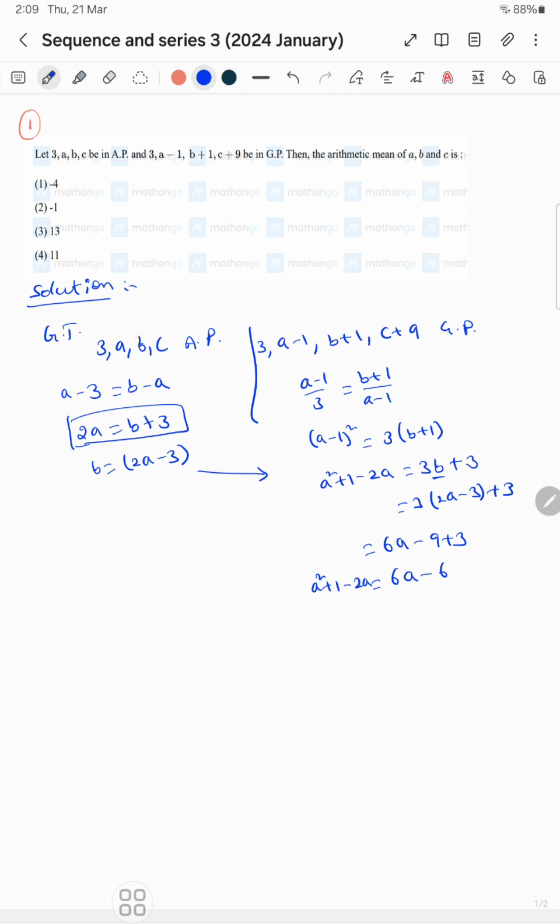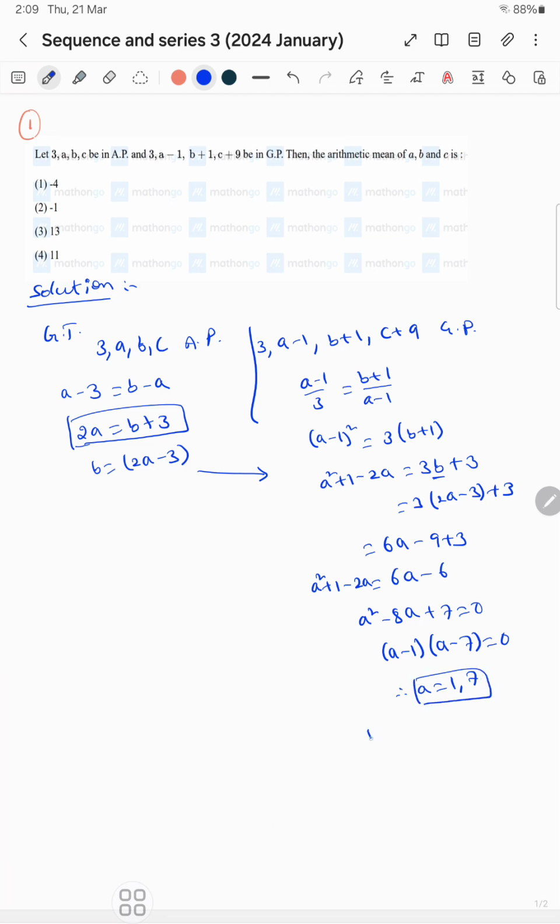So from this entire equation we write as a square minus 8a plus 7 equal to 0. The quadratic factors: a minus 1 into a minus 7 equal to 0. Therefore a is equal to 1, 7.